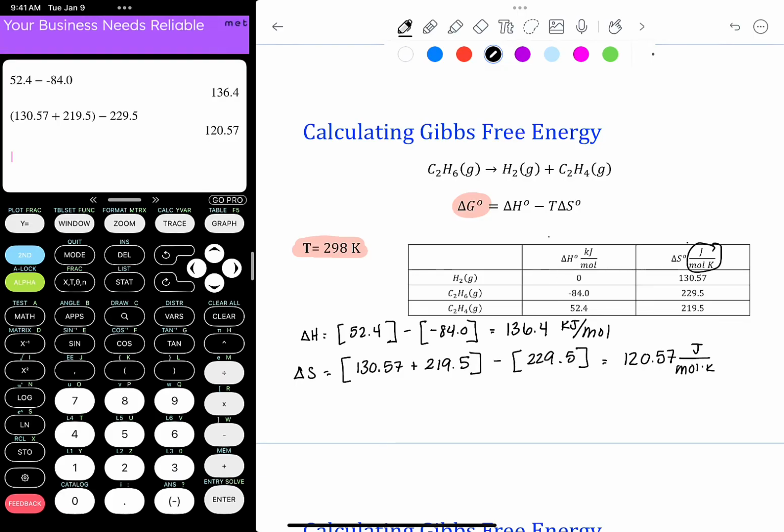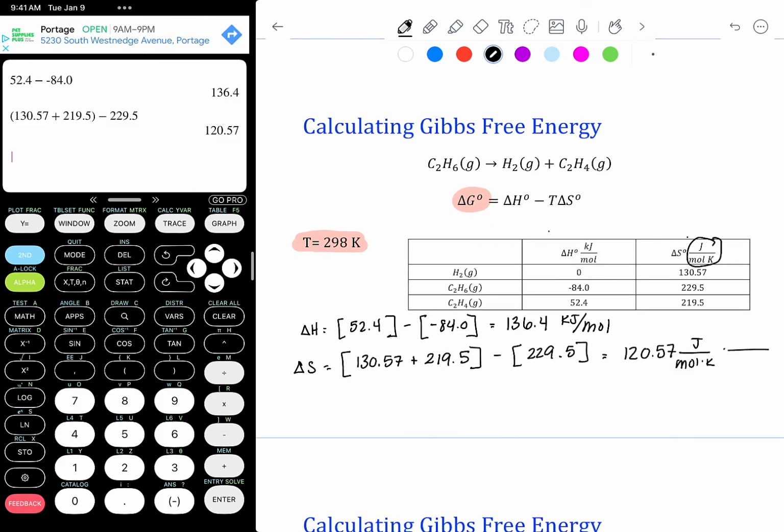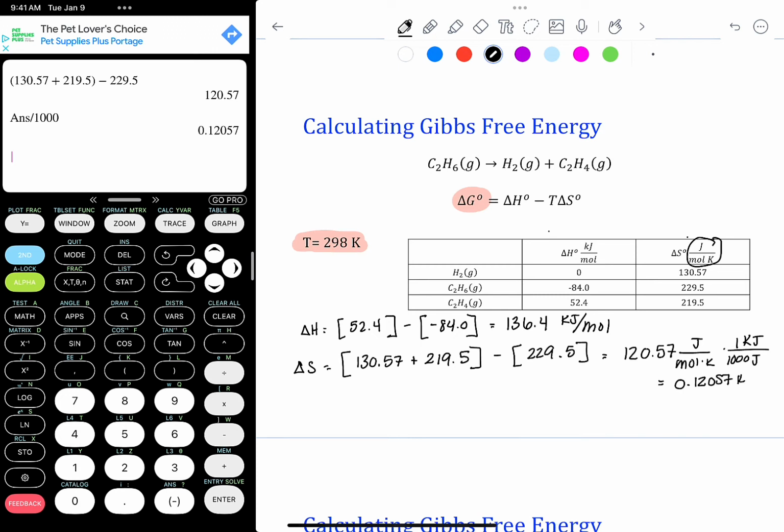So we need to convert that S like we were talking about before. You will always have to convert your value of S to kilojoules if you are going to use it in the Gibbs free energy. So we are just going to divide this by 1,000 in order to get kilojoules. So we get that delta S is equal to 0.12057 kilojoules per mole Kelvin. And now we can plug those values in. So we can plug in our delta H and our delta S for delta G.